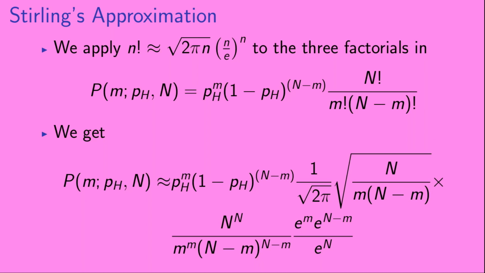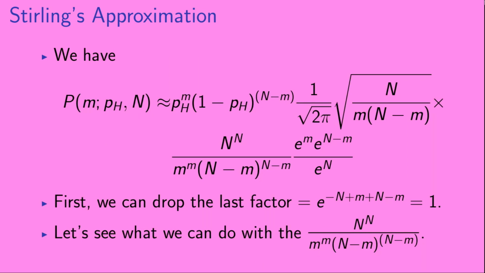Next, from the n factorial, we get a factor of n to the n. From our m factorial, we get a factor of m to the m in the denominator. And from the n minus m factorial, we get a factor of n minus m raised to the power of n minus m, again in the denominator. Okay, lastly, we get a factor of several exponentials. Those factors are e to the m, e to the n minus m, and in the denominator, e to the n.